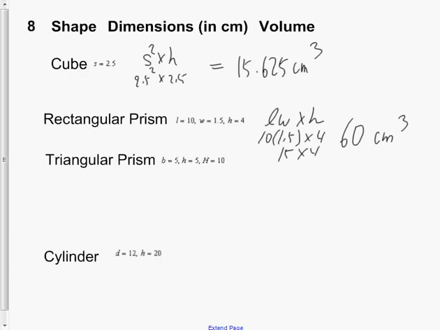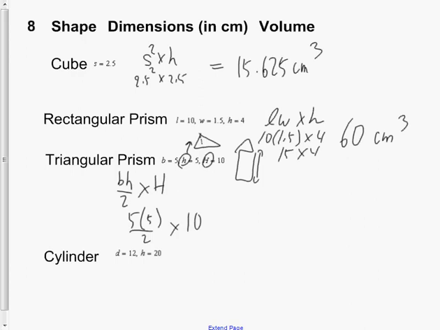For your triangular prism, we have a small h and a big H. This is the height of the face, and this is the height of the prism. So we have to make sure we differentiate between those two. So it's base times height divided by 2 multiplied by the big H, which is 5 times 5 divided by 2 multiplied by the big H, which is 10. That is 12.5 multiplied by 10, which is 125 cubic centimeters of space, which is the volume of that triangular prism.